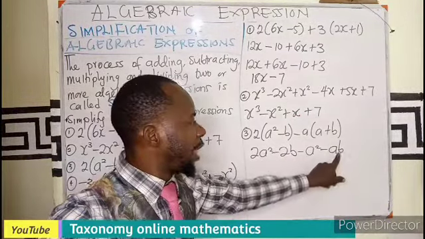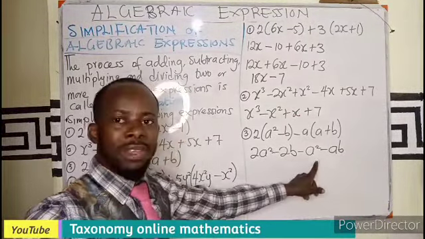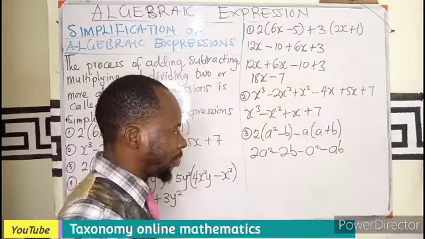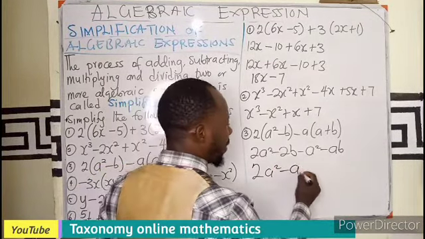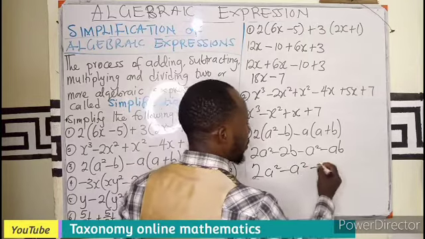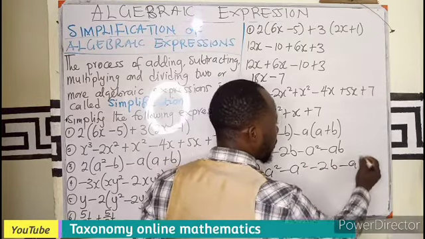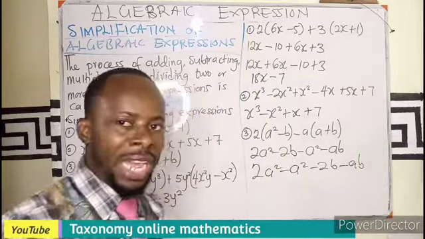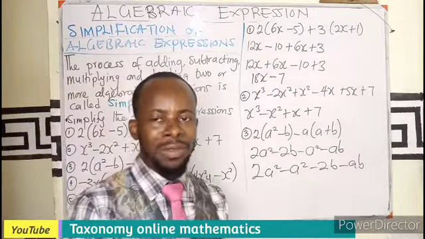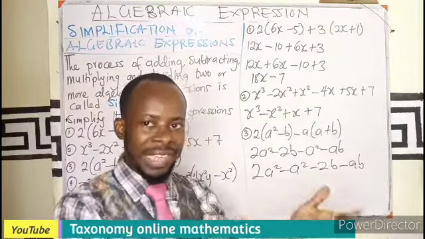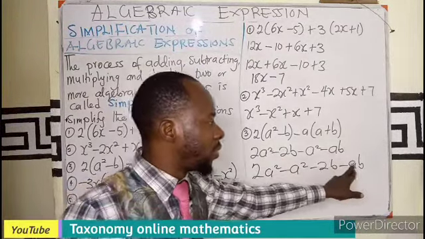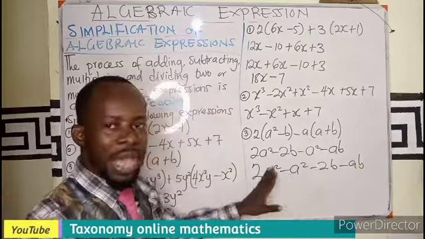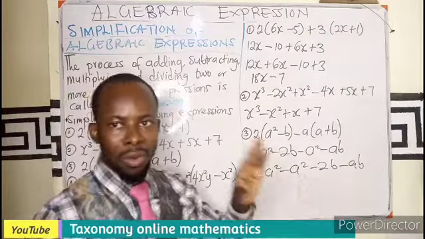b, ab, a squared, a squared. These two are like terms. So I have 2a squared minus a squared minus 2b. Don't forget, I explained earlier on that in grouping, the terms move along with their operator, with their sign. So that is why the minus 2b still remains the same. Minus ab, minus a squared maintain their original operators.